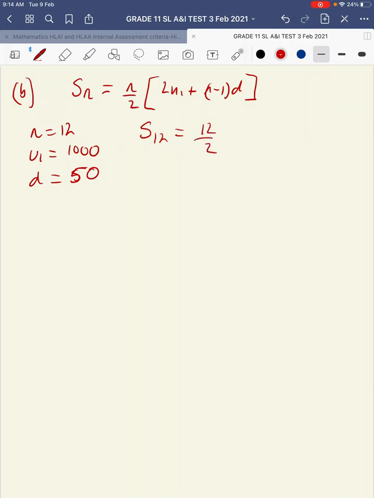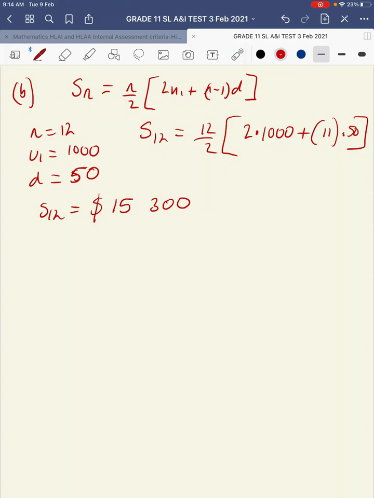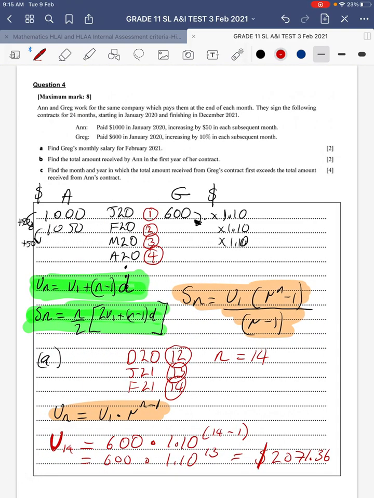S of 12 equals 12 over 2, open brackets, 2 times by u1 plus n minus 1 times by d. Again, I'm just going to go straight to my calculator, type all that in. It is 12 over 2, right, times by, and make sure you get the open brackets in there. Oops, there we go, got it. 2,000 plus 11 times 50. Okay, so that's 15,300. So I've got the total salary that she receives is 15,300.